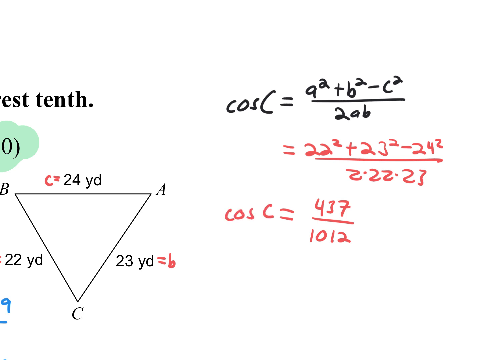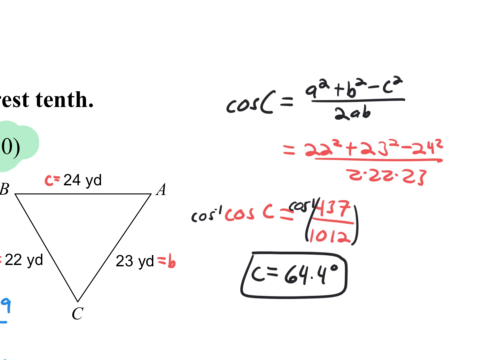And this gets you cosine of C. So what does that mean we have to do now? Good, right? With the inverse. Cos inverse on both sides. And then when you do cos inverse, you should get the measure of angle C is 64.4 degrees. All right, so that's one of our answers.